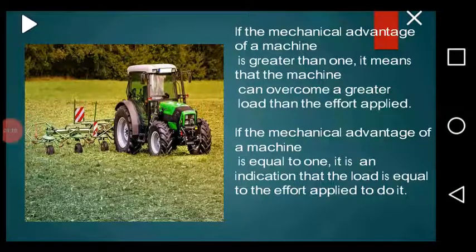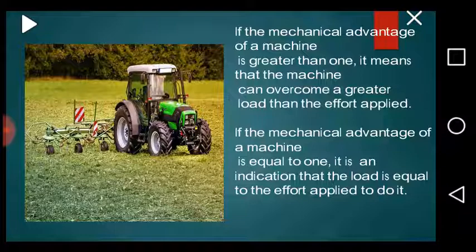If the ratio of the load and effort is greater than 1, it is called a mechanical advantage. And if this ratio is less than 1, it is termed a mechanical disadvantage. The ratio of load to effort is also called the force ratio. Again, if the force ratio is greater than 1, it is called a mechanical advantage, and if it is less than 1, a mechanical disadvantage.